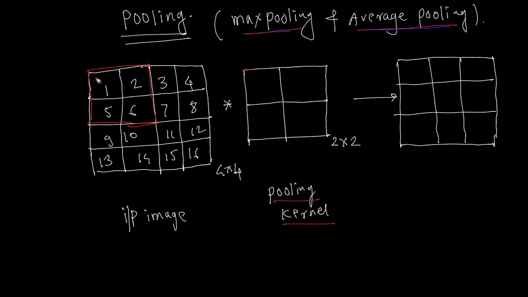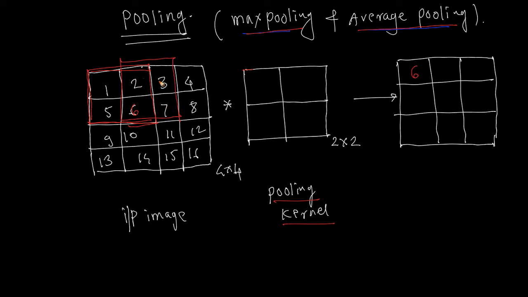In max pooling, from the region where we have placed the kernel, we retrieve the maximum value among all the values. The maximum value here is 6, and we write this 6 here. Then we slide this kernel by 1, assuming the stride is 1.